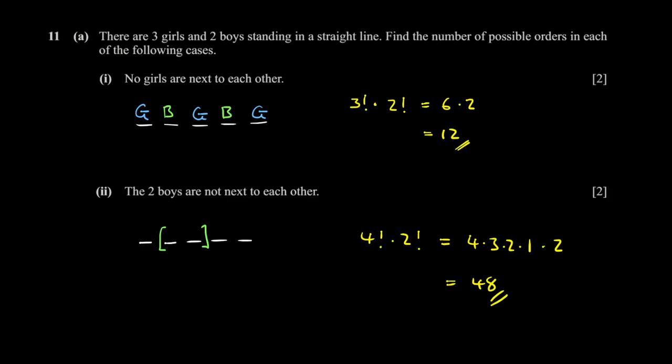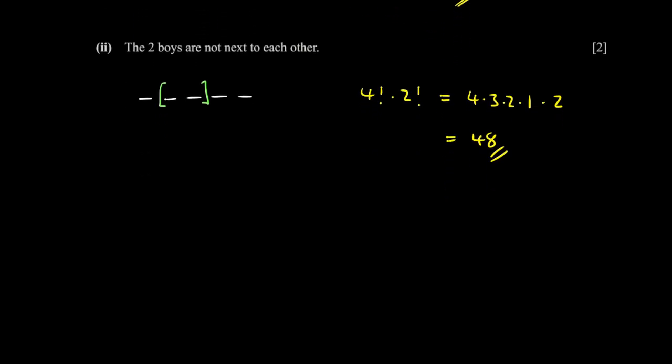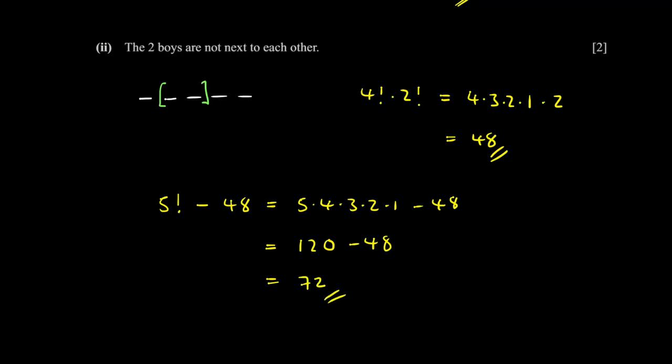And of course, what I want is the boys not to be next to each other, right? So I've got to consider how many ways there are with no restrictions. No restrictions is just going to be 5 factorial. In other words, it doesn't matter where the boys and the girls go. And I've got to subtract off the number of ways in which the boys are next to each other, which was our 48. So we've got 5 factorial minus 48. So 5 factorial is 5 times 4 times 3 times 2 times 1, minus 48. So 120 minus 48, which is 72, I believe.